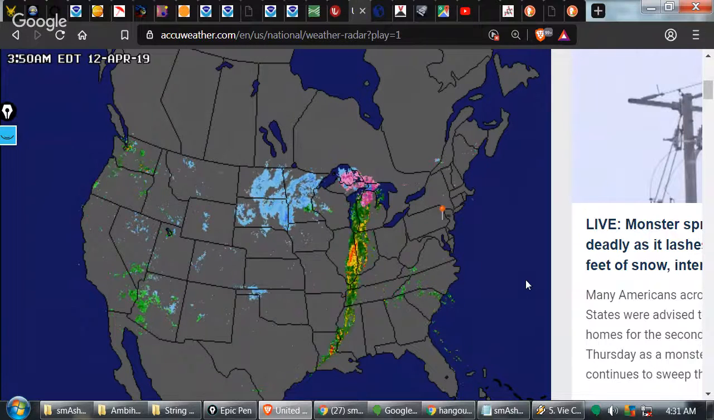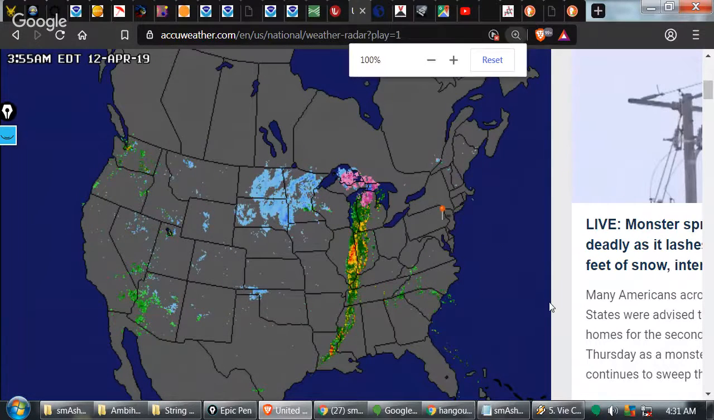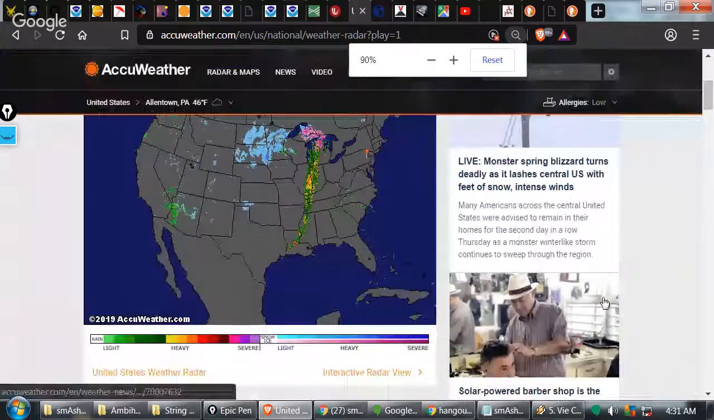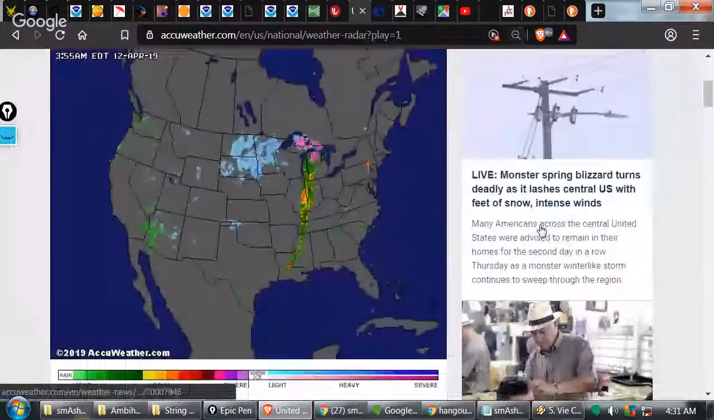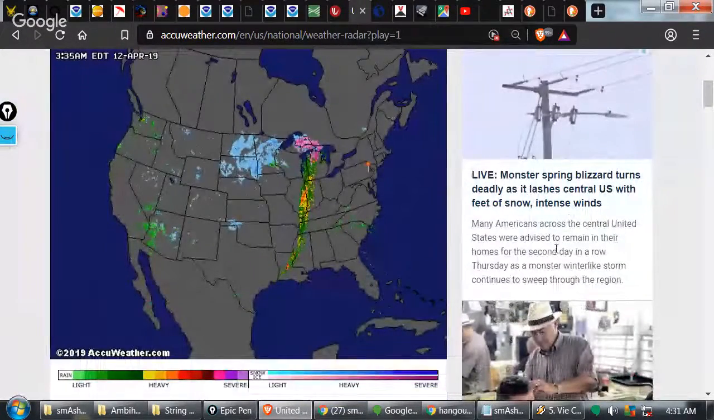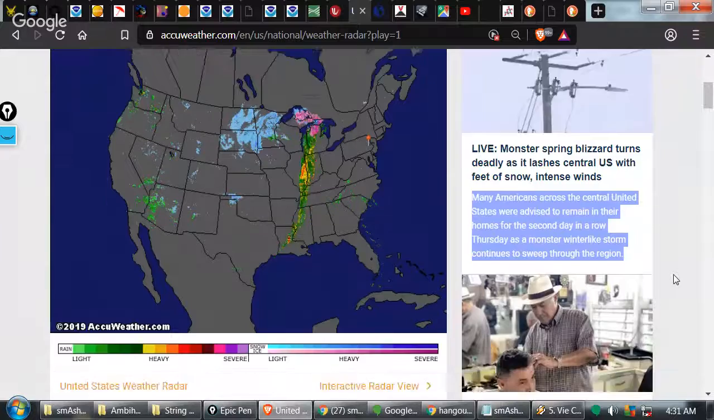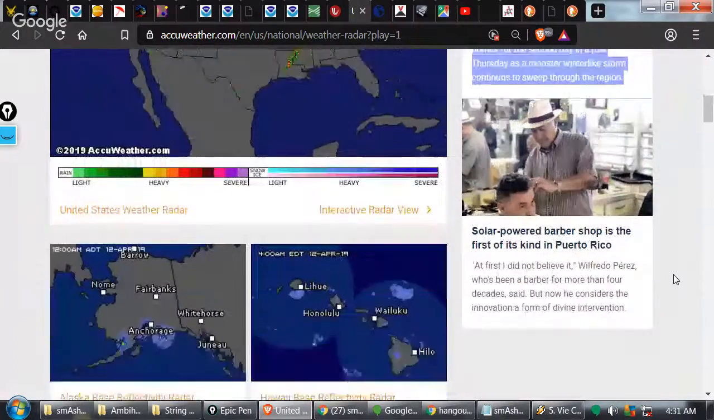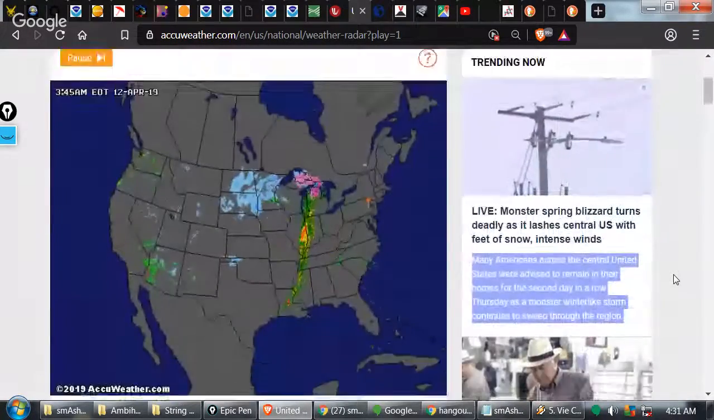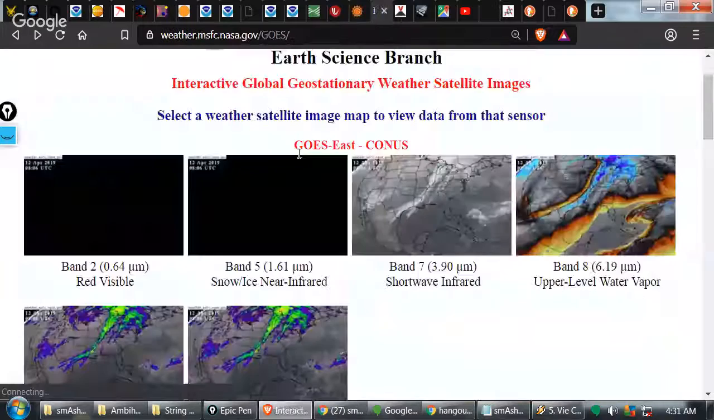And northern Michigan is getting iced. Let's hope no power outages out there. They got a power line on the photo. Americans across the central U.S. were advised to remain in their homes for a second day in a row Thursday as a monster winter-like storm continues to sweep the region. That's what we call kaplastered, folks.